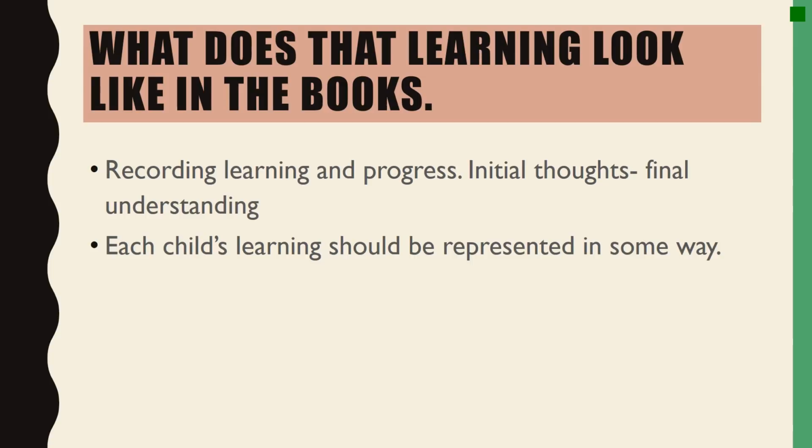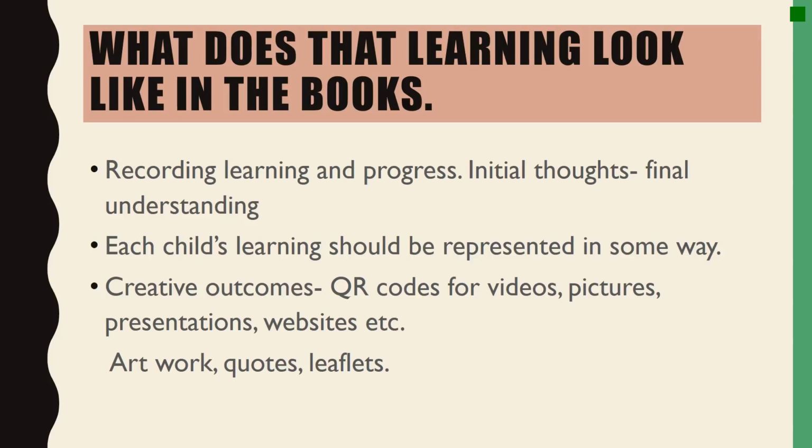And though we ask the children to work collaboratively through social studies, it's important that each child's learning is represented in some way. And we want creative outcomes. So it's great to see QR codes for videos or pictures or presentations or websites that they created in order to show what they know, or artworks with captions and quotes and leaflets. If we are going for art, captions are very helpful to help explain their process and their thoughts.